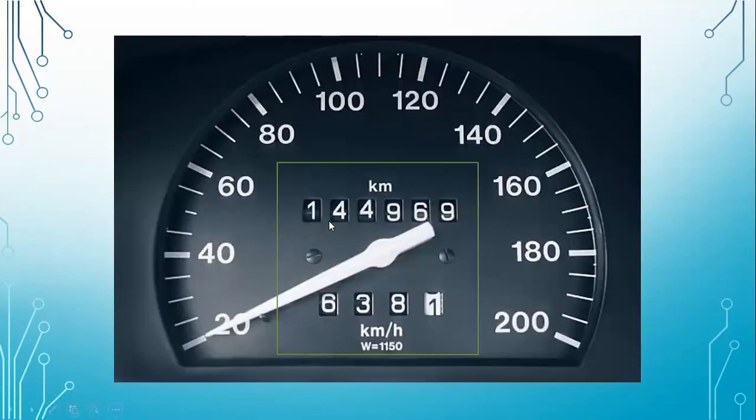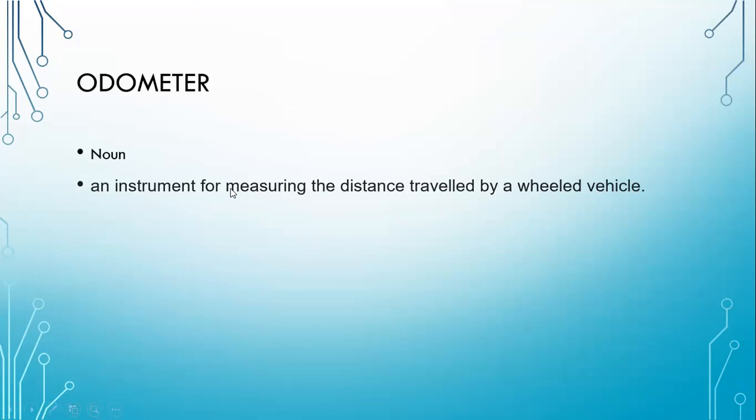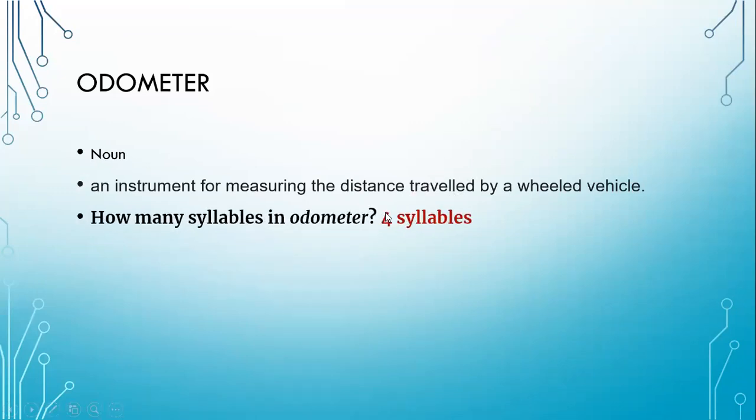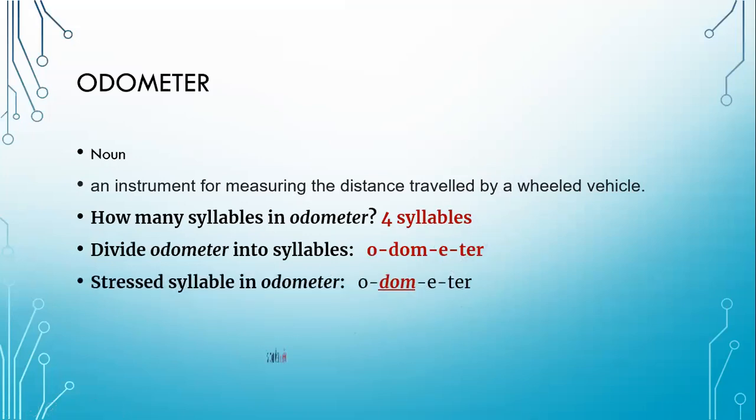Now, what is this number, Muhammad? Is this the speed of the car, or the kilometers the car has traveled? The kilometers. Very good, this is it exactly. Odometer is a noun, and it refers to an instrument for measuring the distance traveled by a wheeled vehicle. It has four syllables. Odometer. Very good.